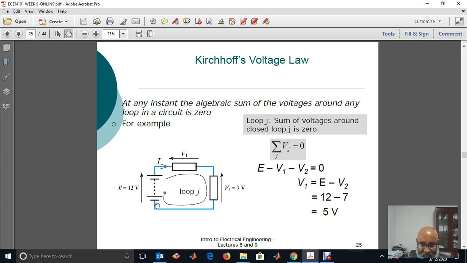Now, in this case, we're going in this direction, which is clockwise. So from negative to positive, E is positive, and across this element, this terminal is positive, so we are going from positive to negative. It will be minus V1, and then for the second one, minus V2 is equal to 0. So E is known, 12 volt, V2 is 7 volt. Therefore, how do we find V1? V1 is E minus V2, 12 minus 7, 5 volt.